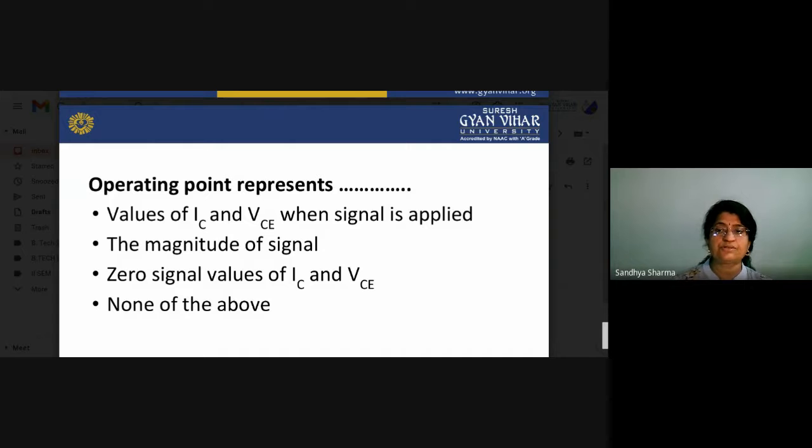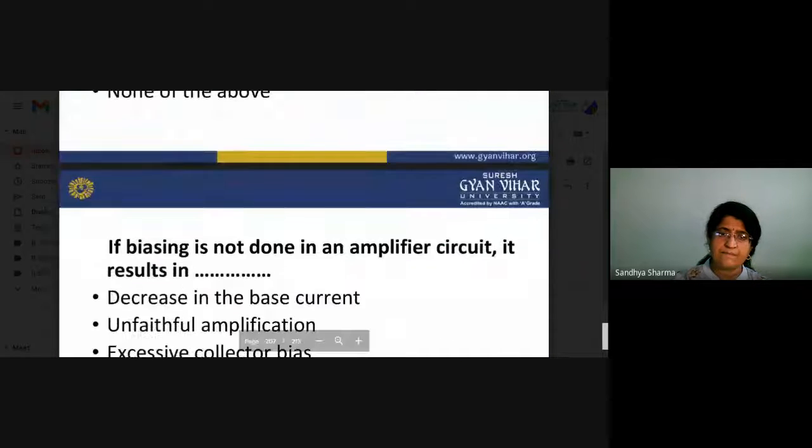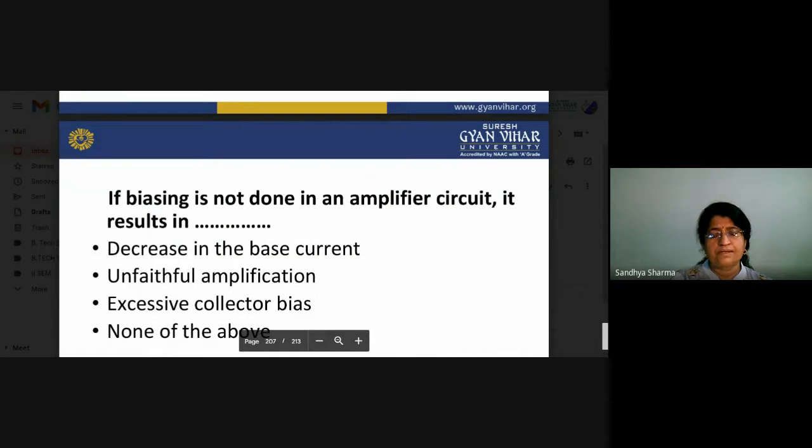We also discussed in our previous lecture the operating point: IC and VCE when signal is applied, magnitude of signal, zero signal value of IC and VCE. So which one is represented as the operating point? Now, if biasing is not done in an amplifier circuit, what will happen? What is the role of biasing?